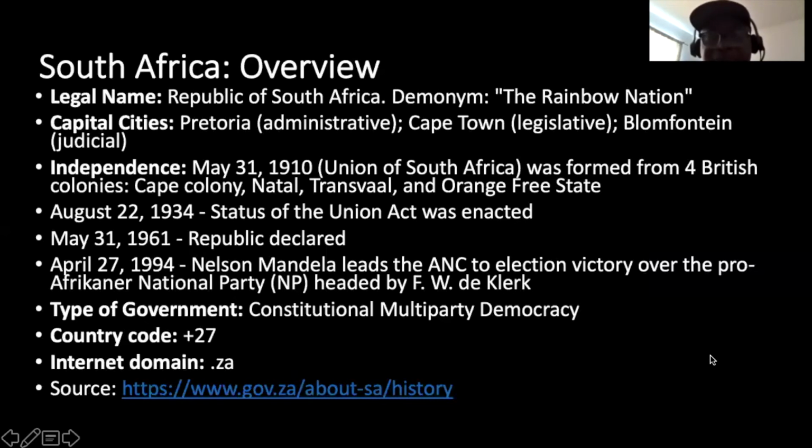And it's referred to as the Rainbow Nation because of its diverse nature. You notice that we are saying capital cities instead of capital city. The reason being that South Africa has divided the administrative, the legislative, and judicial aspects of government, apportioned them to particular cities as their capital. So Pretoria is the administrative capital, Cape Town is the legislative capital, whereas Bloemfontein is the judicial capital.